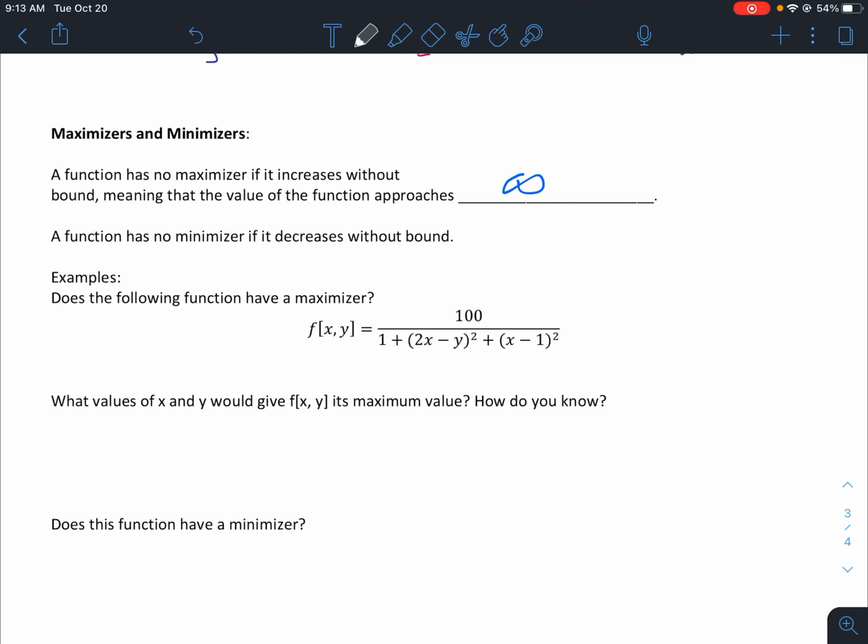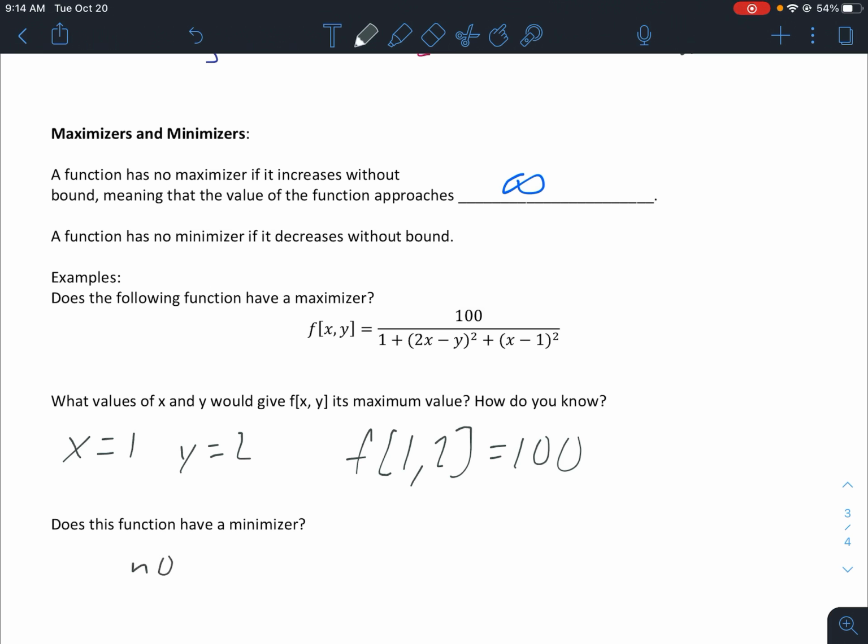All right, so how do we figure out what that would be? Well, x would have to be 1 for that second part to be 0. And if x is 1, you get 2 times 1 minus y equals 0, so y would have to be 2. If those two were true, the denominator would then be 1, which means the maximum value would be 100.